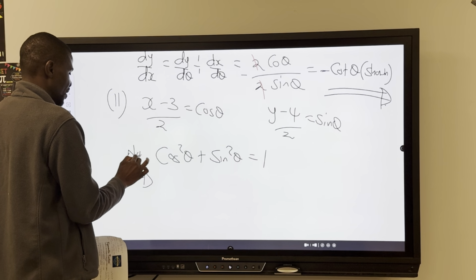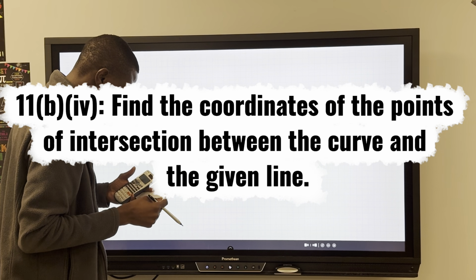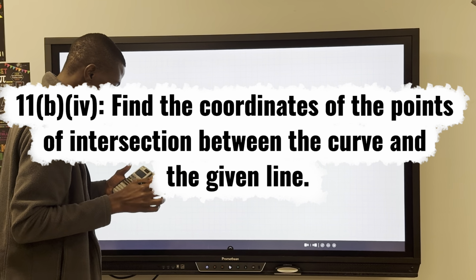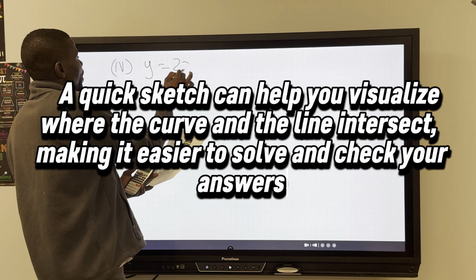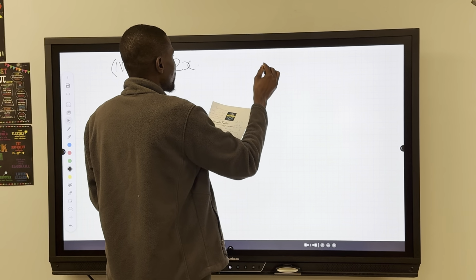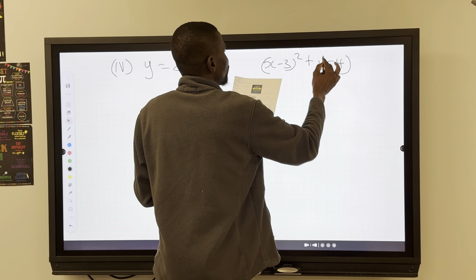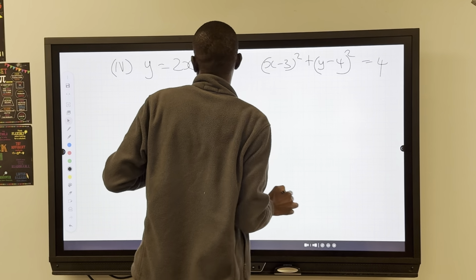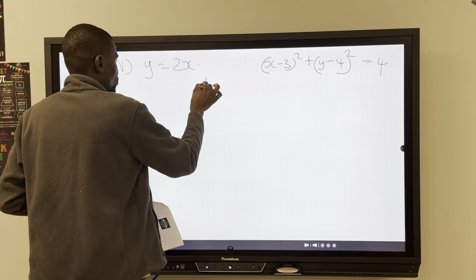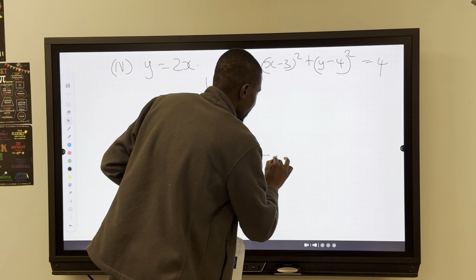Okay, then lastly, on the last part, we need the graph. The last part is saying, given that the line y equal to 2x, so this is item 4, we have the line y equal to 2x meets the curve in 2 at A and B. The curve in 2 is (x minus 3) squared plus (y minus 4) squared equal to 4. So we need to sketch. We need a diagram here in order for everything to make sense.